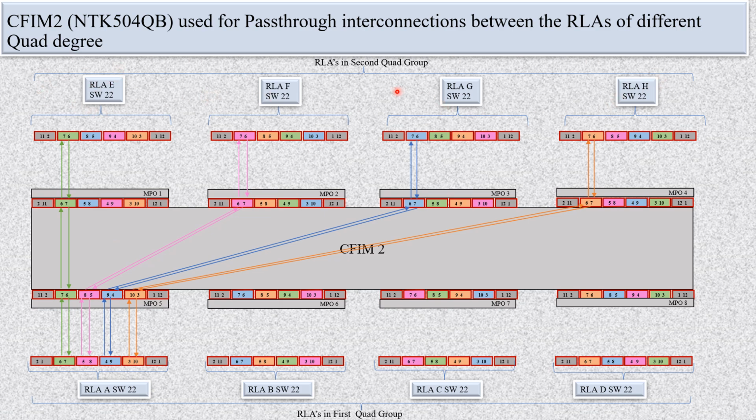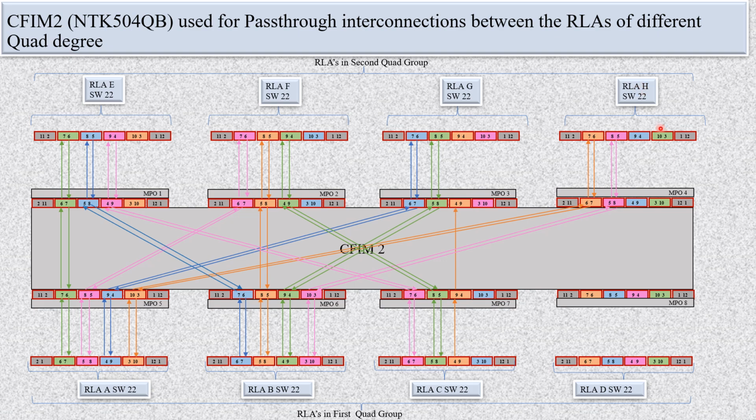degree group. In the same way, RLA B can be connected to RLA E. RLA B can be connected to RLA F. RLA B can be connected to RLA G. You can see here, by the fourth fiber pair, RLA B can be connected to RLA H. Now RLA C can be connected to RLA E. By second fiber pair, you can see it is connected to RLA F. By third fiber pair, you can see it is connected to RLA G, and by fourth fiber pair, you can see it is connected to RLA H.